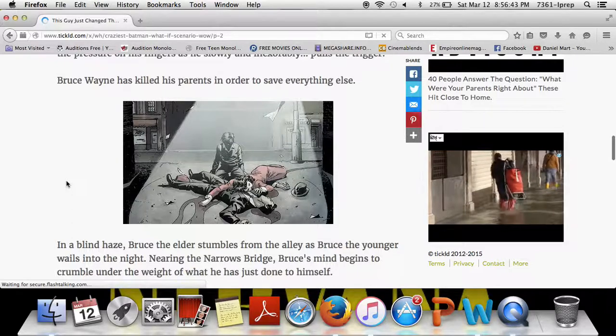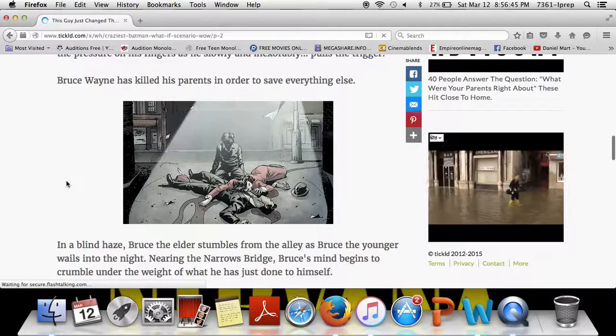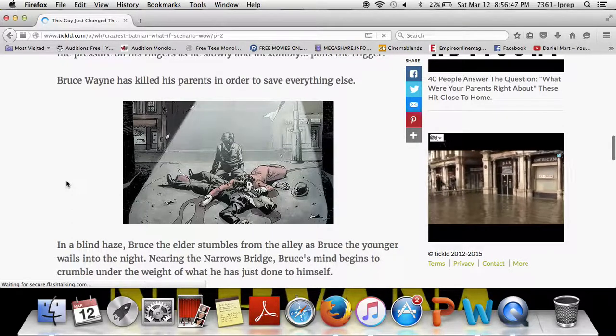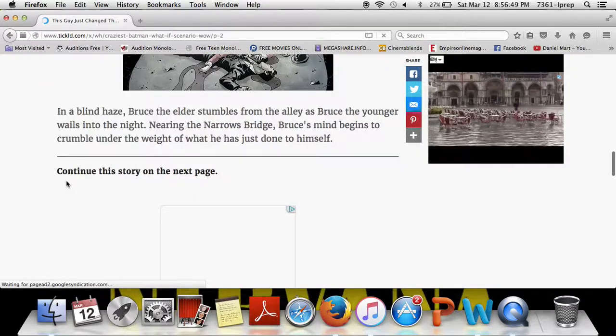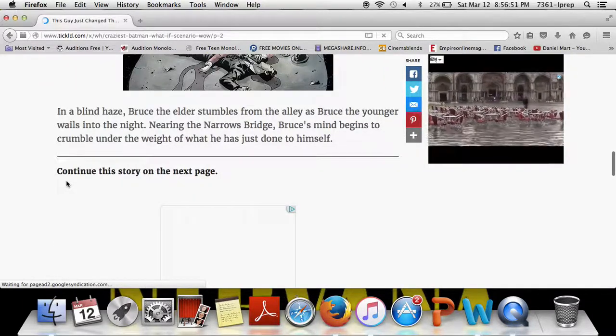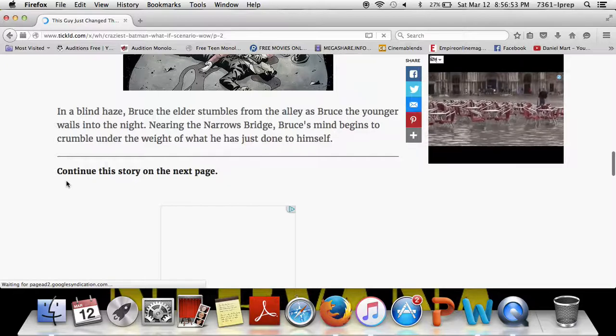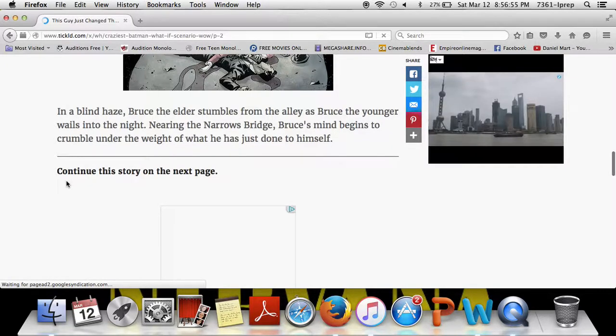In a blind haze, Bruce the Elder stumbles from the alley as Bruce the Younger wails in the night. Nearing the narrow bridge, Bruce's mind begins to crumble under the weight of what he has just done to himself.